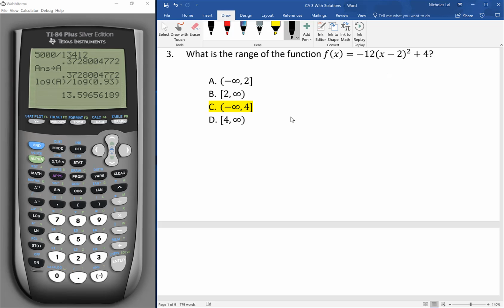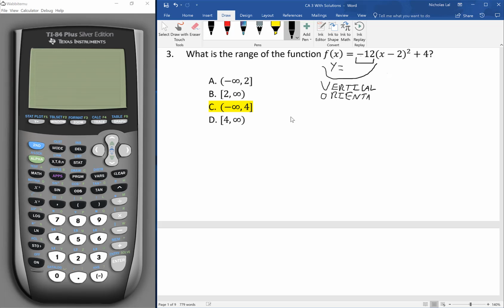well, first of all, hopefully you can see this is a downward facing parabola. Because this is a y equals parabola, this has a vertical orientation. And because that's negative and this is y equals, we know this has a vertical orientation. Downward facing.